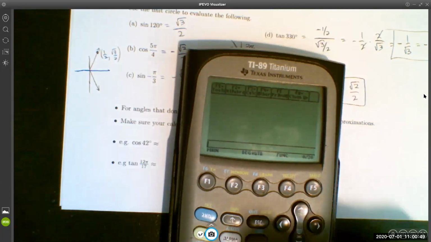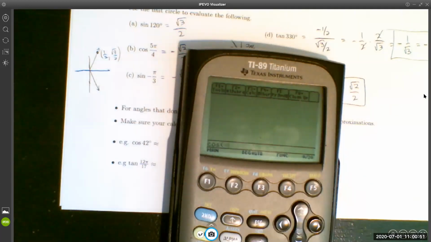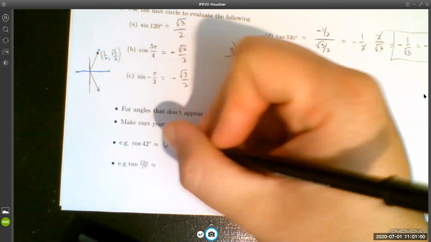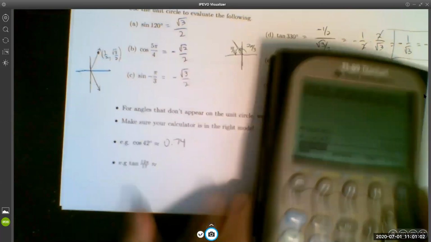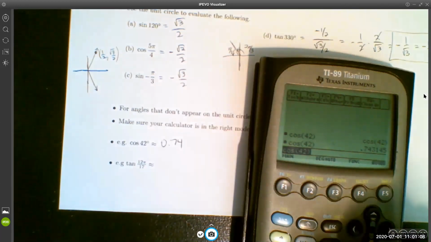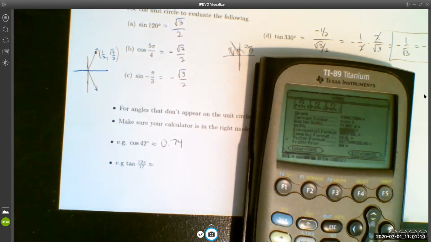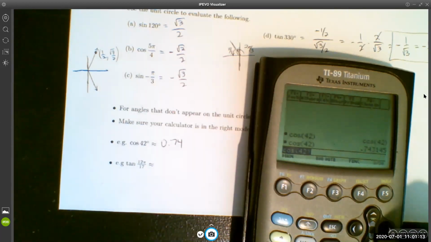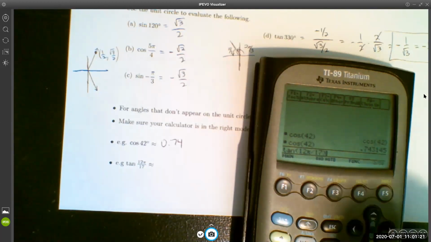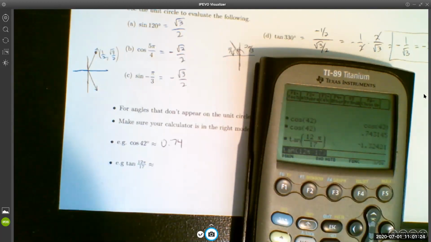Let me try that again. Cosine of 42. 0.74-ish. On this one, on the other hand, I need to be in radian mode, so make sure that you get into the correct mode. The way that you do this on your calculator is probably different than the way I do it on mine, but I'm going to put tangent 12 pi over 17. See what I get. That's about negative 1.3, negative 1.32.